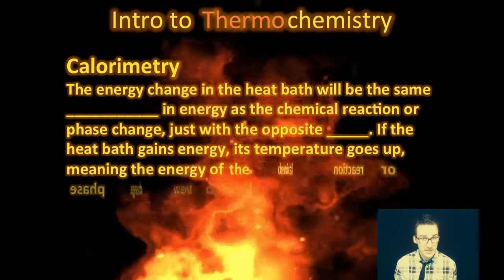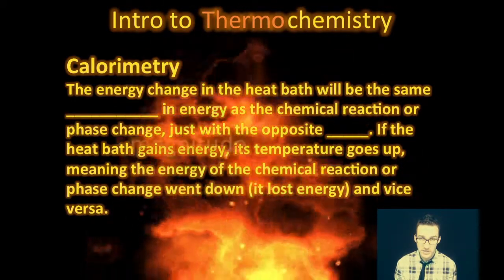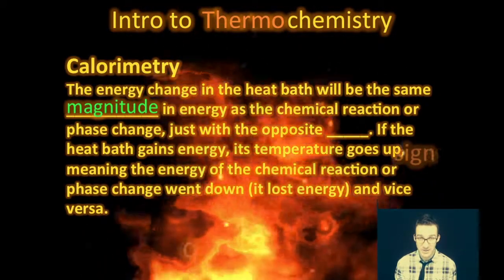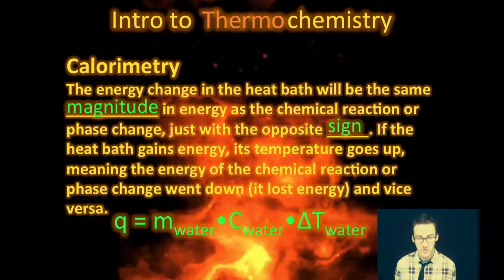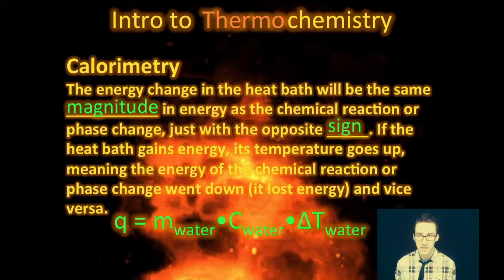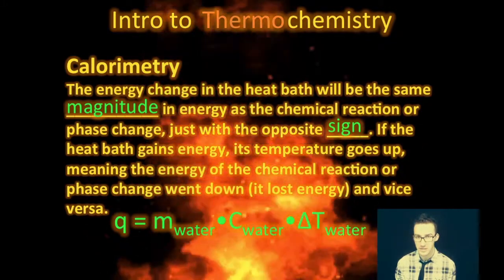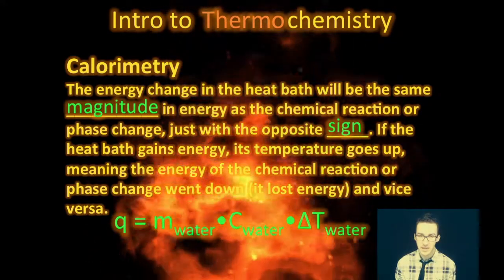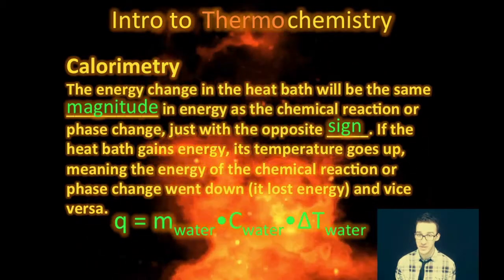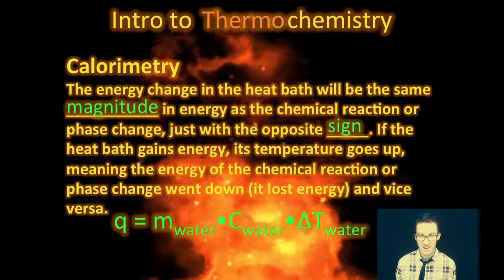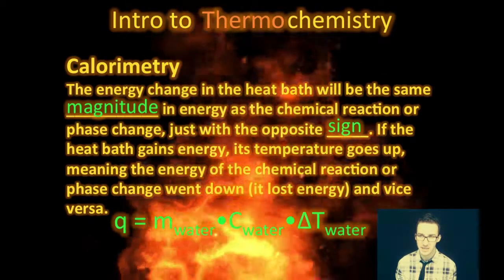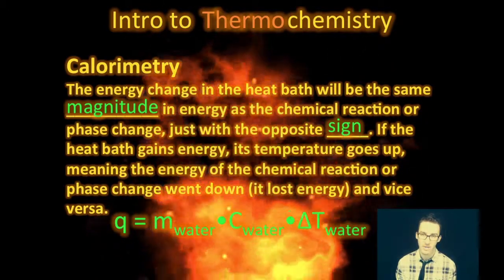Keep in mind that the energy change in the heat bath is going to be the same magnitude, the same amount of energy as the chemical reaction or phase change, but with the opposite sign. So if the heat bath gains energy, its temperature is going to go up, meaning the energy of the chemical reaction or phase change went down, that it lost energy, and vice versa. So keep that in mind. You'll see Q and negative Q. It's just indicating what is going on with the flow of that heat.